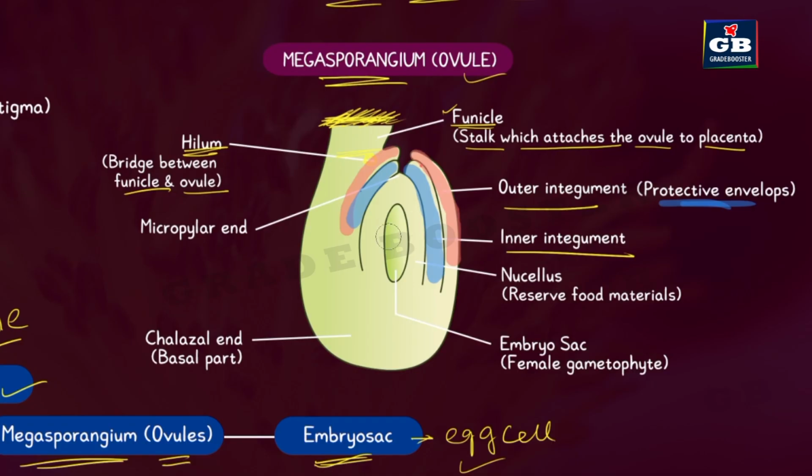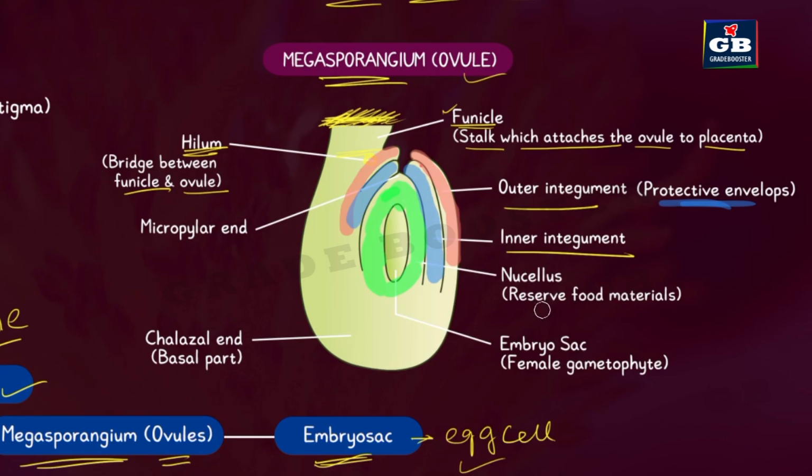Now the next part, that is nucellus. So this area is nucellus, which is covered and protected by the inner and outer integuments. So the nucellus, what does it contain?